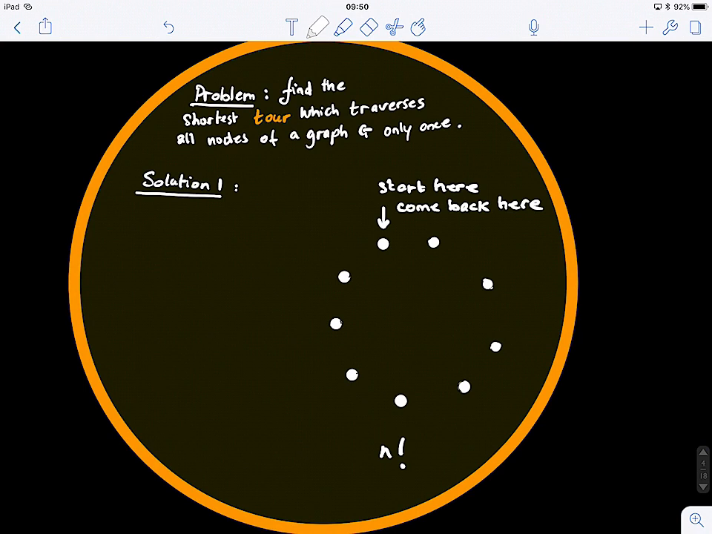So the solution that you suggested, which is computing the shortest distance for all possible orderings of your nodes, right? Which one to traverse first, second, third? That is a good solution, but it's not practical.